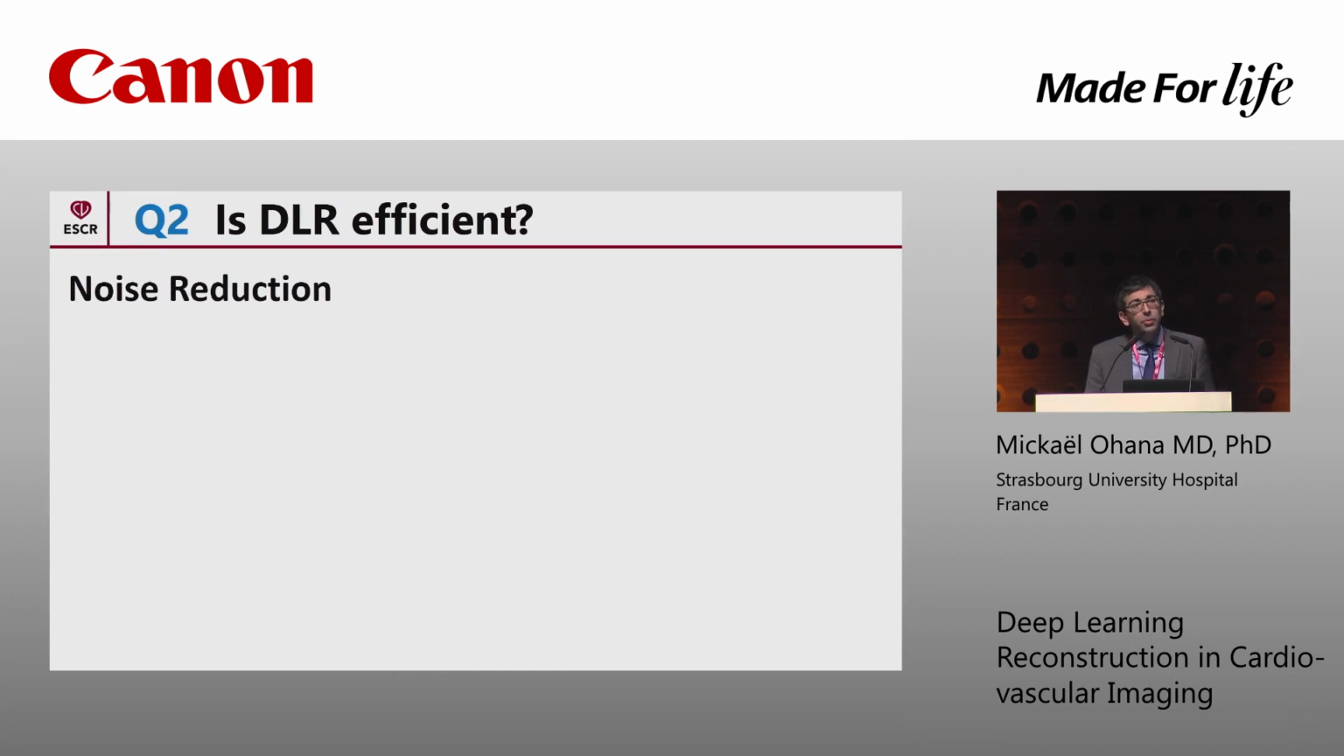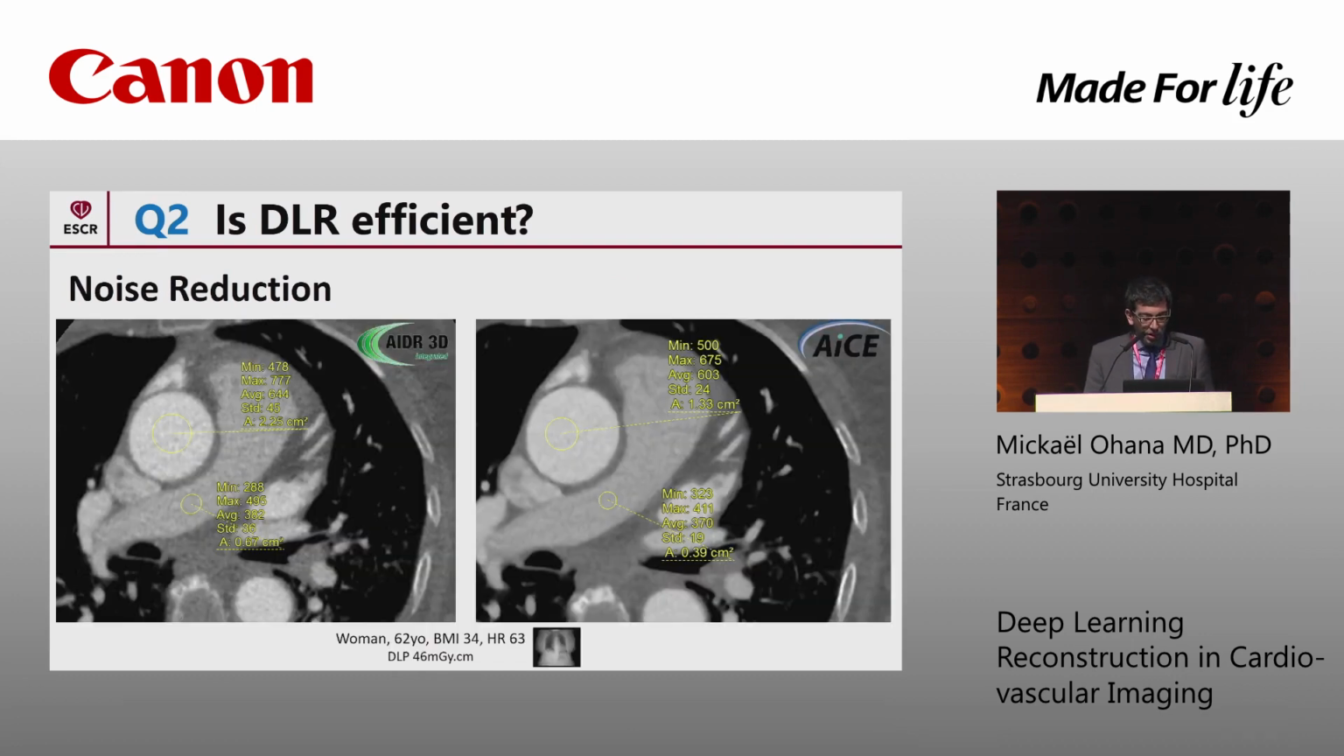Second point, what about the noise reduction? Okay, let's say this example, 62-year-old woman, 34 BMI, heart rate 63. We achieved a radiation dose of only 46, so a little above the millisievert. And when we do some measurements inside the ascending aorta or the pulmonary artery, we see that with iterative reconstruction we have a noise of 45 or 36 that goes down to 24 or 19. So we achieve about 40 to 50% reduction in noise.